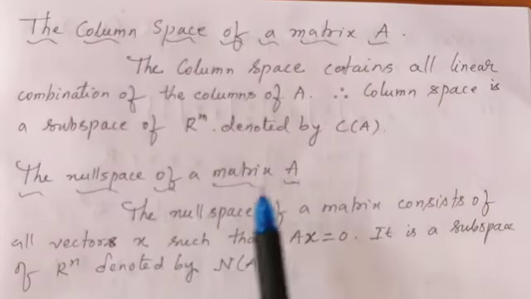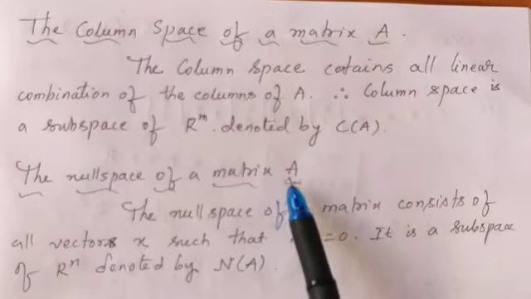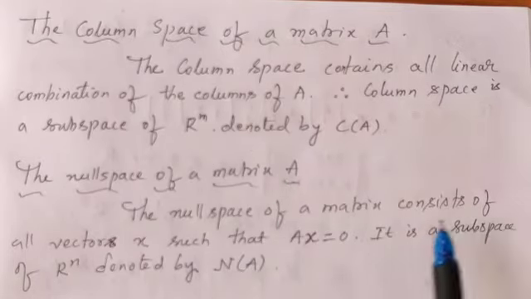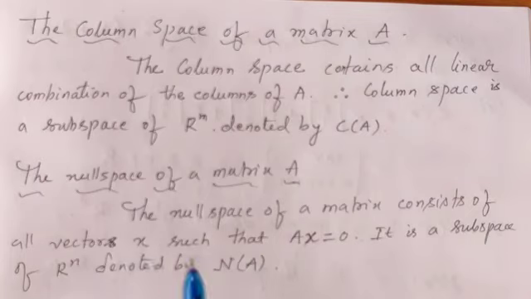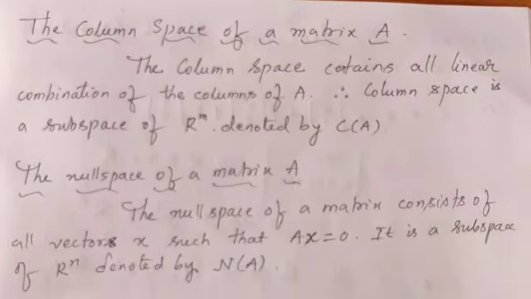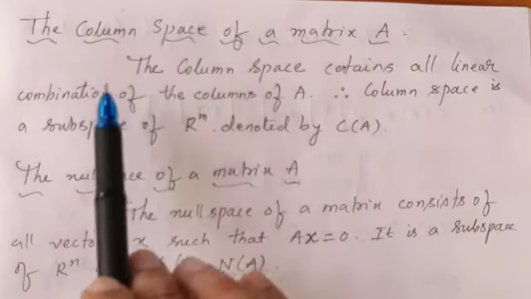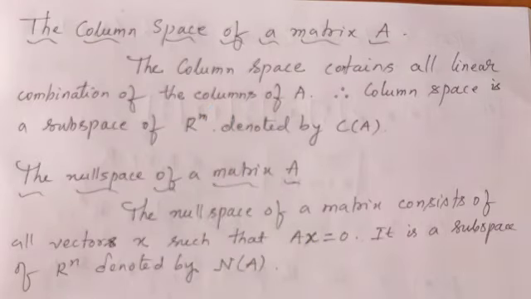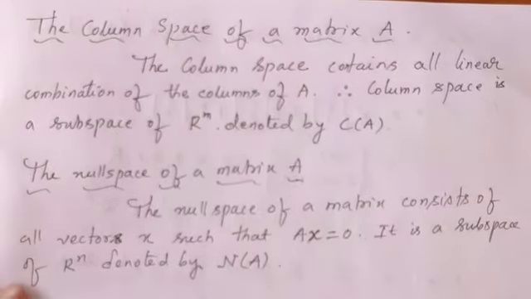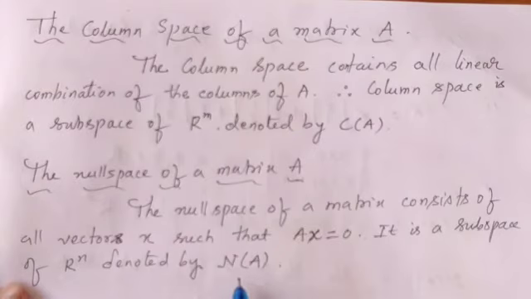Similarly, what is the null space? It is the set of vectors whose image is 0 under A. That means the null space of a matrix consists of all vectors x such that Ax is equal to 0. So this is also a subspace. A linear span is a subspace, therefore the column space is a subspace, and the null space too; all of these are subspaces. You can prove it easily. The null space is denoted by N of A.